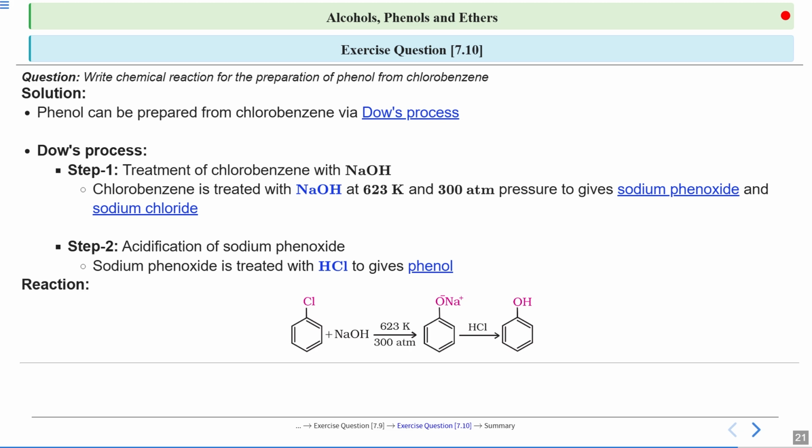And why was that? Because if an electron withdrawing group is present at the ortho and para positions, it is going to withdraw electrons from the benzene ring and make the carbon to which the halogen is attached more electrophilic. It will be easier for the nucleophile to attack that carbon, and you will get an intermediate. Then acidification of the intermediate gives us phenol.